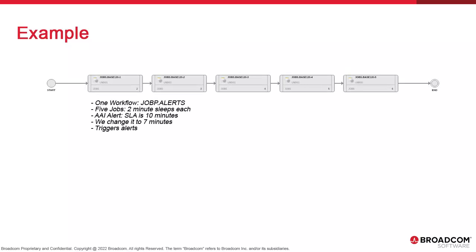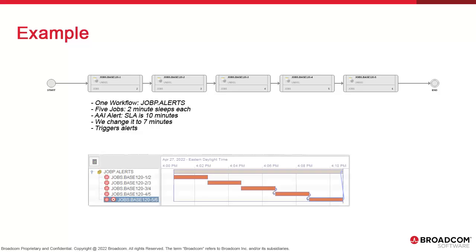The surest way to trigger an alert is to execute a process with a very high level of predictability and then manually lower the predicted completion time, forcing the job stream to reach the SLA much sooner than it's supposed to. For this exercise, we've created a simple workflow with 5 identical jobs executing hard 2-minute sleep commands. Once mapped to a job stream, AAI will identify the average runtime and SLA as 10 minutes with 0 variance.